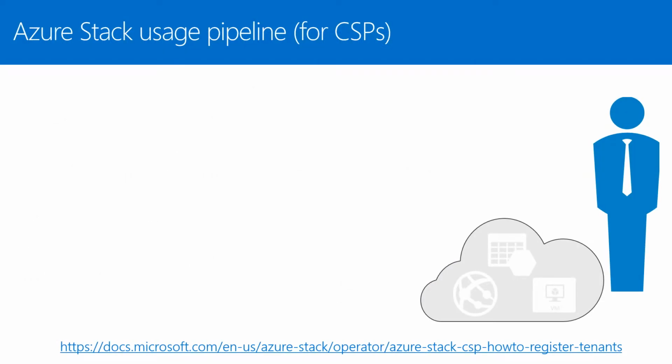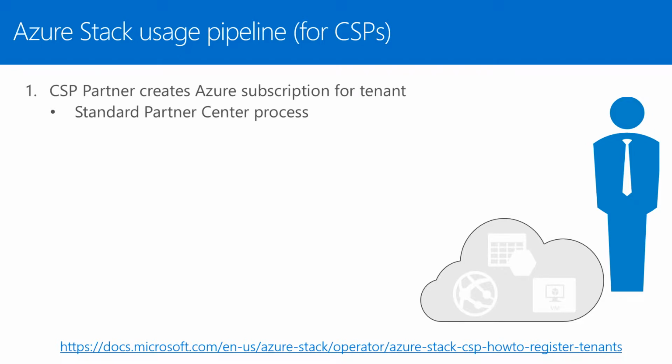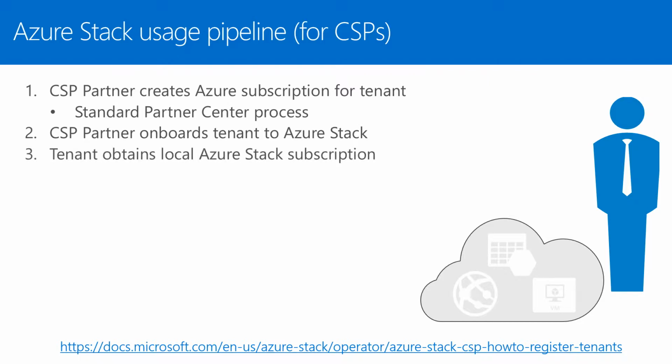We saw a simplified version of this slide earlier, but here is a look at the Azure Stack usage pipeline for CSPs in a bit more detail. The CSP partner starts by creating an Azure subscription for the tenant, which is just the same as the standard process in Partner Center. The Azure Stack operator, in this case the CSP partner, goes through a process to onboard the tenant to Azure Stack. A local Azure Stack subscription is then created as usual by either the tenant subscribing to an offer or a subscription being assigned by the operator.